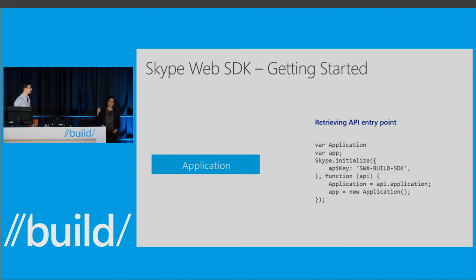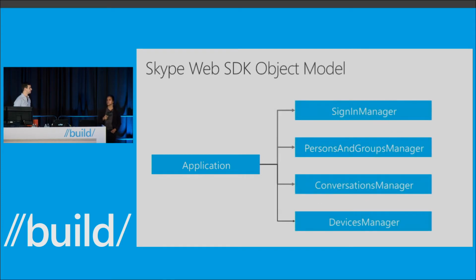So moving on, a little bit more drilling into the key concepts. So we have the application. I just spoke about that. And then we have 4 major areas you can think about that are coming out of this application. You have the sign-in, you have the presence and groups, you have the conversation, and you have the devices. Sign-in. This is what helps you do auth, sign-in, and sign-out, as well as state, and this is going to be your first entry point into the experience.